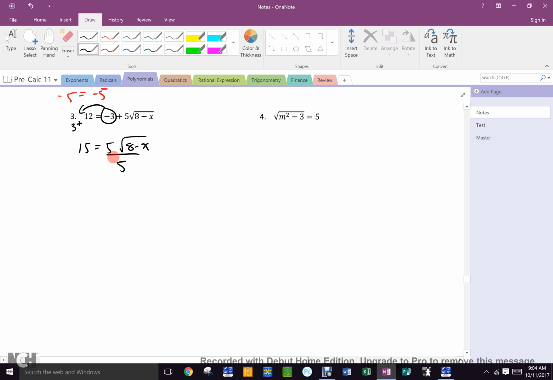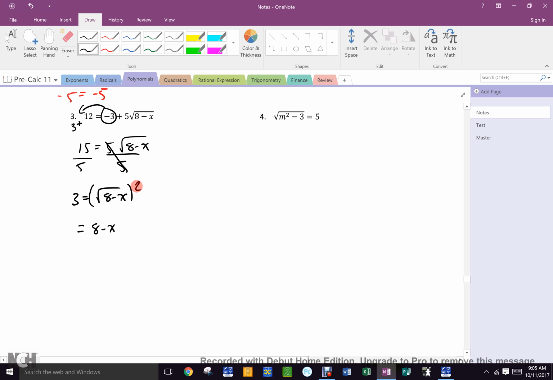What happens to those 5s? Cancel. What do I have to do to this side? Divide by 5. So now I have 3 equals the root of 8 minus x. Is that radical isolated? Can I now get rid of that radical sign? What gets rid of a radical sign? Squaring, if it's a square root, right? Cubing if it's a cube root, and so on. So if I square this side, what do I got on the right?